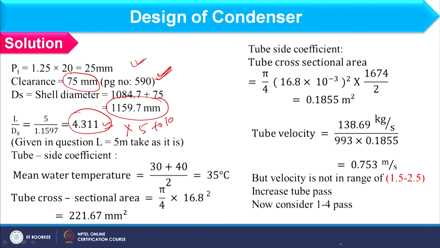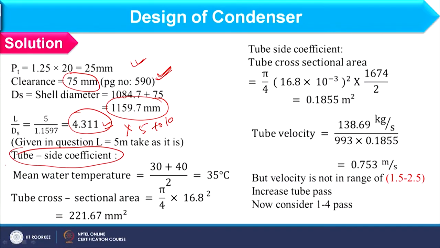And the next step is to find out tube side coefficient, okay. However, in actual condition, the length and diameter ratio should be maintained within the range, okay. So now discuss tube side coefficient, fine. In the tube side we have water, so we will follow the same procedure as we have discussed in shell and tube heat exchanger design, where first of all we find out the velocity, we check the velocity, and then we consider heat transfer coefficient calculation, right.